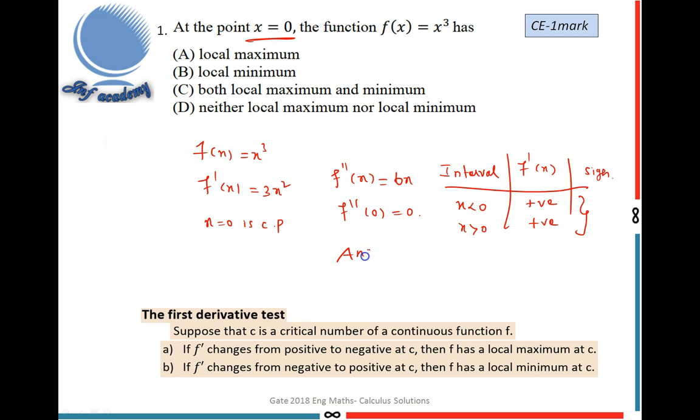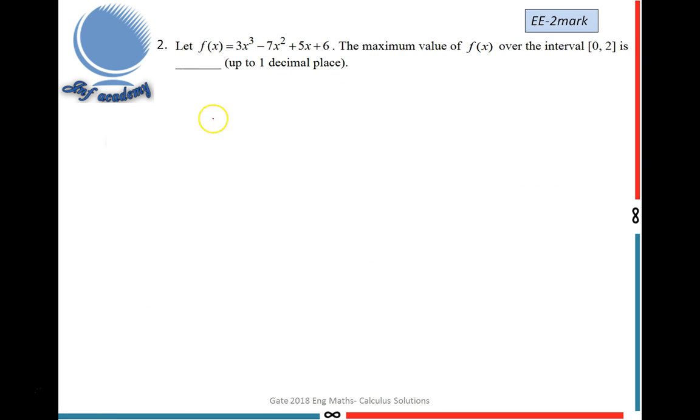So the answer is option D. Option D is the correct answer. Now, second problem. Let f of x equal to a given function. The maximum value of f of x over the given interval is dash, up to 1 decimal place. This question is from EE department. It has 2 marks.